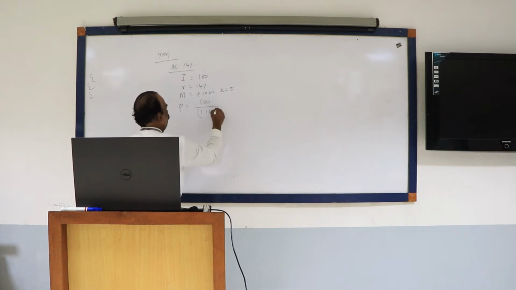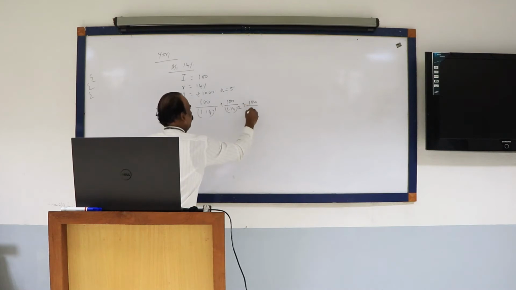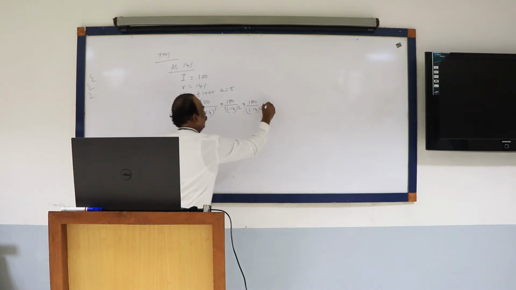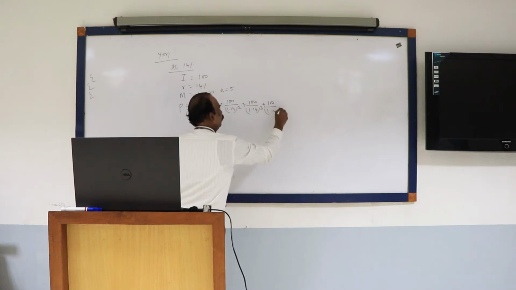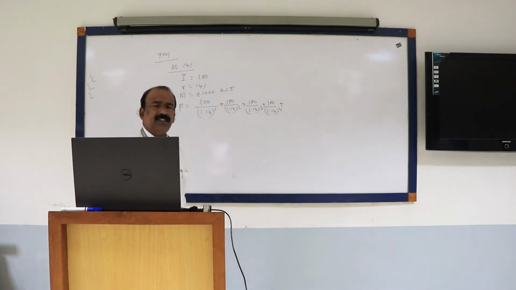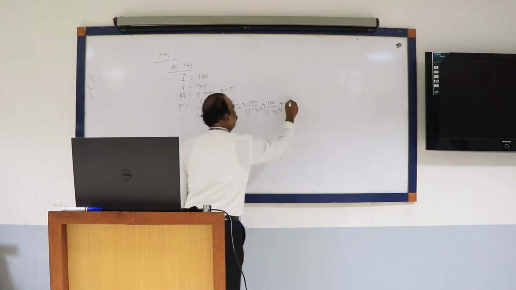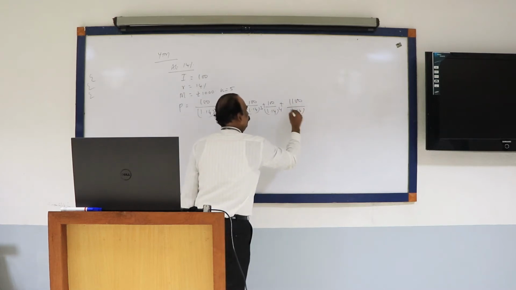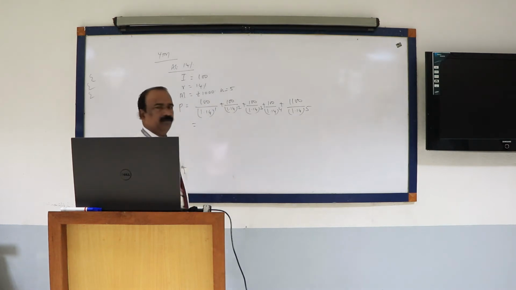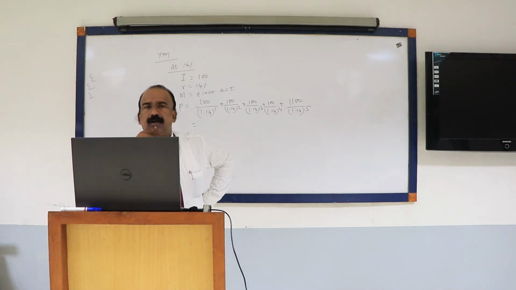Plus 100 divided by 1.14 power 2, plus 100 divided by 1.14 power 3, plus 100 divided by 1.14 power 4, plus in the fifth year you will get 1000 rupees back and 100 rupees interest. So you put 1100 divided by 1.14 power 5. Find out the value of the bond. For the fifth year, you get the interest of 100, then you get back your maturity value of 1000 rupees, so 1100 divided by 1.14 power 5.